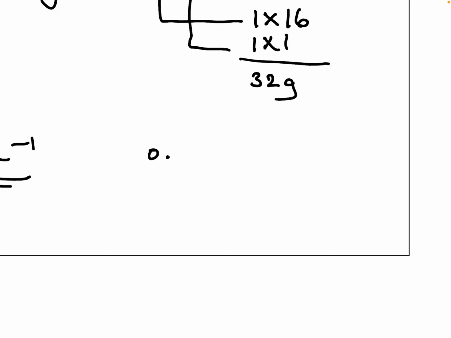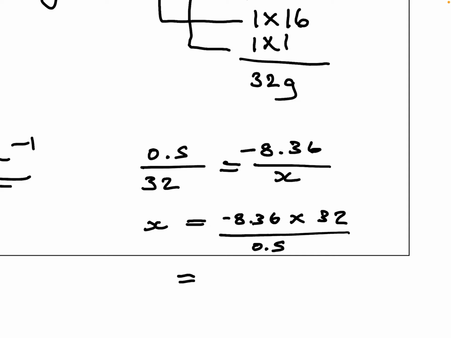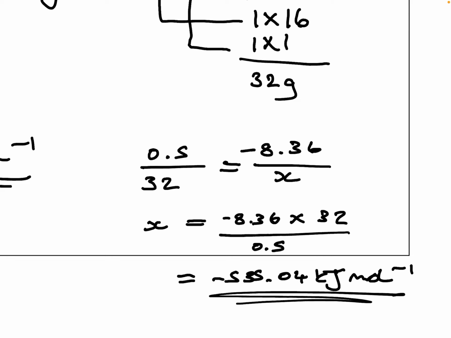So we said that 0.5 divided by the 32, okay, that's the two numbers there, would be the same as this 8.36 divided by your x. So your x then, once you've done the steps to cross multiplication, would be 8.36 times 32 divided by 0.5, and that would give you the same answer, minus 535.04 kilojoules per mole. There you go.